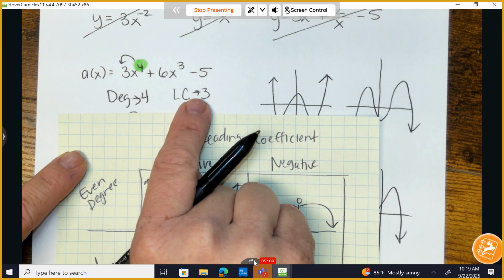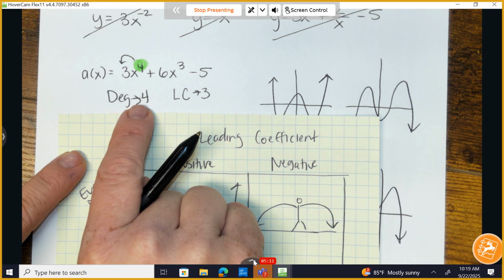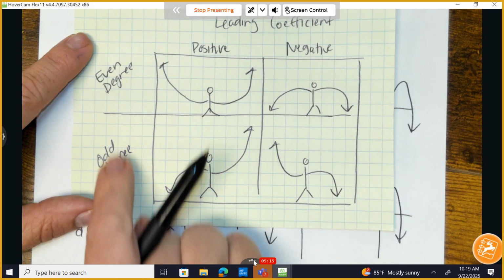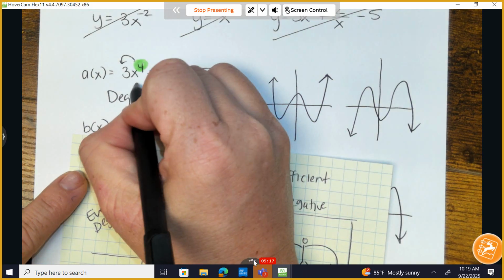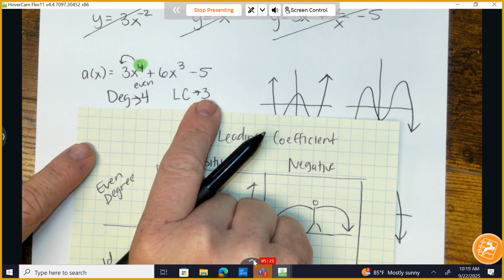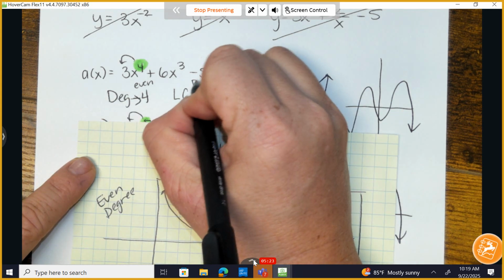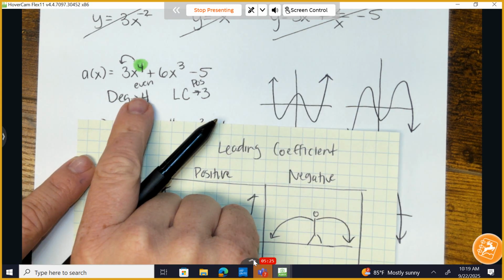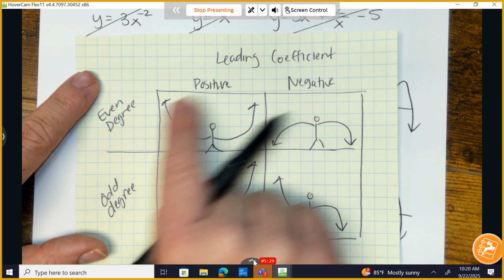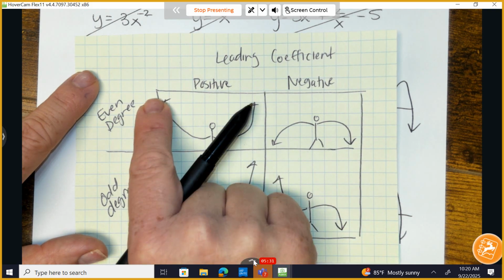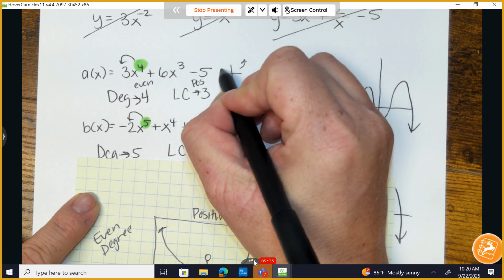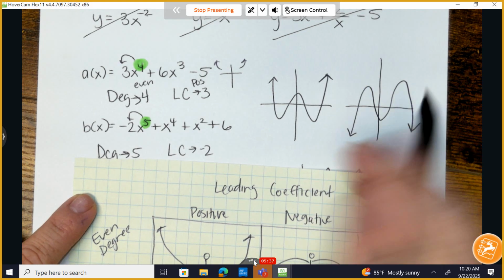When I look at this first example, we said degree 4. 4 is an even number. With degrees, you're always going to say even or odd. So we have an even degree, and our leading coefficient was the positive 3. We have a positive leading coefficient. So I look on my chart, and I'm looking for even positive. Even positive says it's up on the left and up on the right. So when I think about this graph, I know in the far left and the far right, it will both be going up.